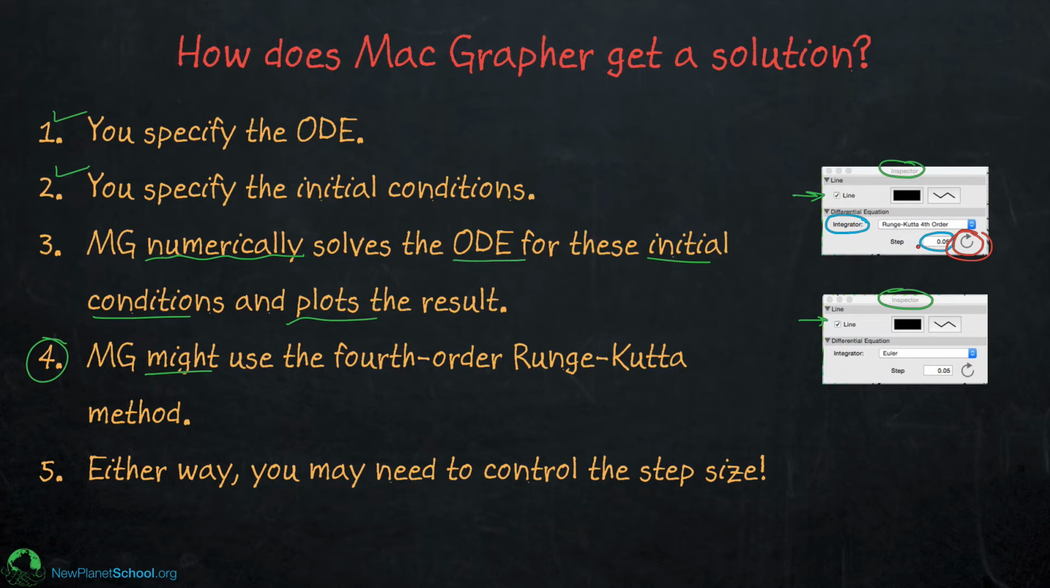Now, you're probably asking yourself, why do I say it might use the fourth order Runge-Kutta method when I can clearly select between these two? I'll show you later from my version that I'm using, and my computer is pretty up to date right now. It doesn't matter which one I pick. I get the same solution every time, and I'll show you that later.